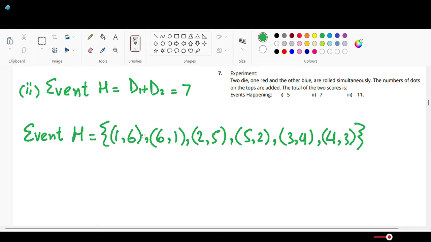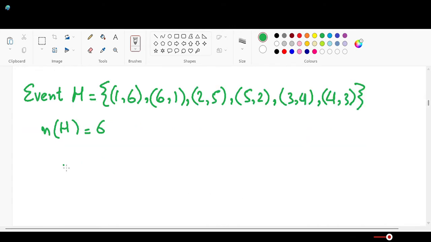Anyway, you can see right here, these are basically the possibilities in which we could get a 7, right? These are the ways in which we could. So how many of them are there? There's 6: 1, 2, 3, 4, 5, 6. So the number of elements in event H is 6.